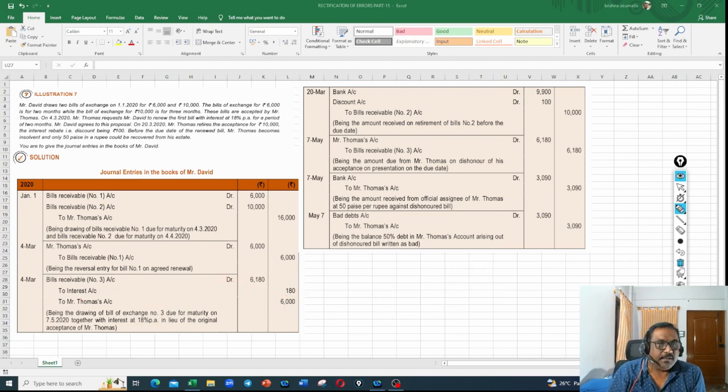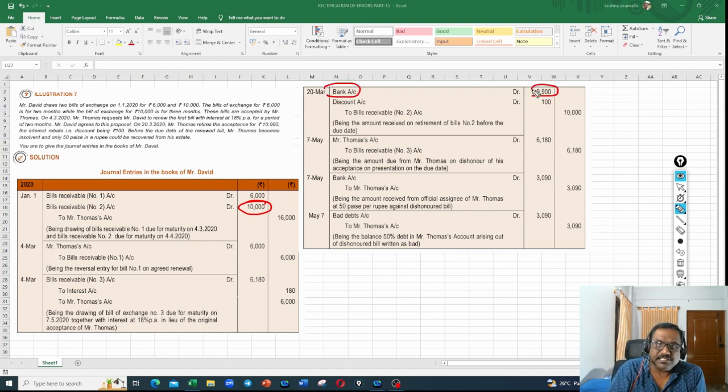Then what happened? Mr. Thomas retires the acceptance of 10,000 rupees with a discount of 100 rupees. Second bill is there, no? This bill he retired, paid well in advance, by taking 100 rupees discount. So cash is coming. So bank account debit.